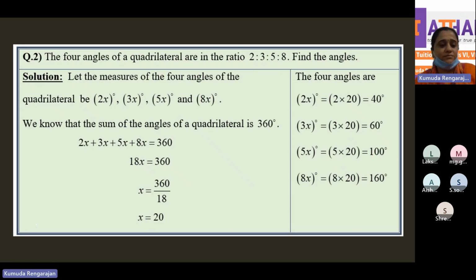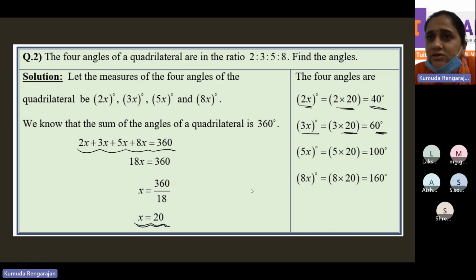So when you solve this equation, you are able to find the value of x. x is equal to 20. So now how will you find the 4 angles? One angle is 2x. 2 into 20, 40 degrees. The other angle is 3x. 3 into 20, 60 degrees. The other one is 5x and then the other one is 8x. So 5 into 20, 8 into 20: 100 and 160 degrees, correct? When the ratio is given, let the angles be 2x, 3x, 5x, 8x. Add the 4 angles, equated to 360 degrees. So that's an equation. Solve, find the value of x and hence find the angles.